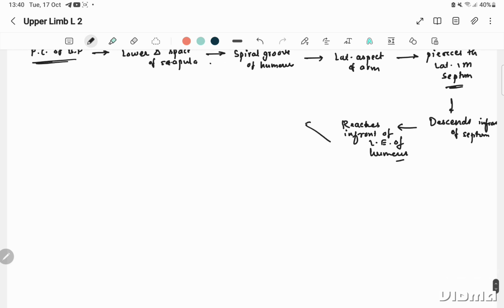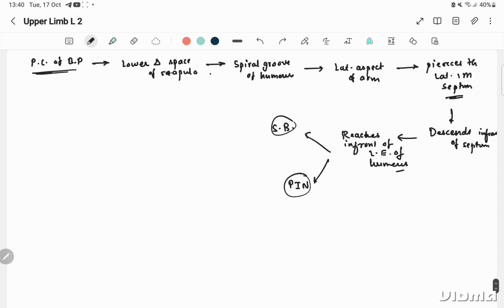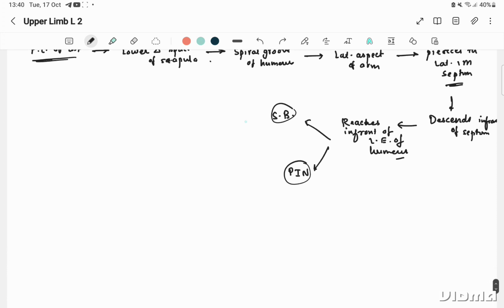Then it divides into two branches, that is the superficial branch and the posterior interosseous nerve. You must have remembered the posterior interosseous nerve was a component of, please comment, I said which component of the extensor retinaculum? Please comment. The superficial branch of the radial nerve is present where? It is in the cubital fossa.